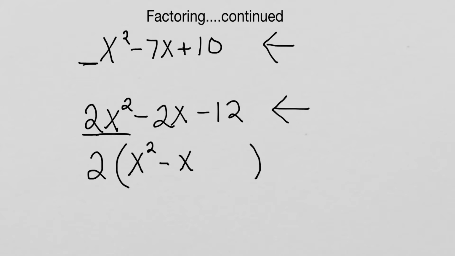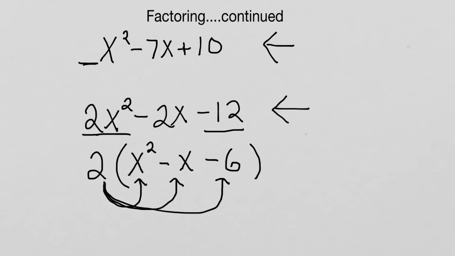Now I'm looking at the negative 12. If I divide that by 2, I get negative 6. Take a second to look at this and look how it goes both ways. If I multiply 2 times x squared, I get 2x squared. If I multiply 2 by negative x, I get negative 2x. If I multiply 2 by negative 6, I get negative 12.